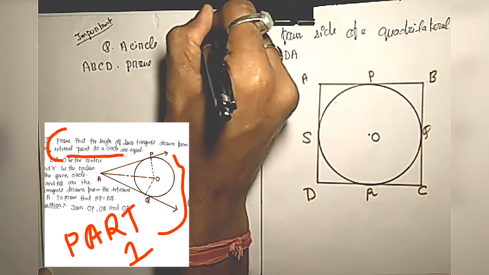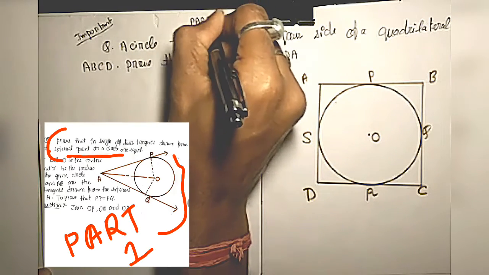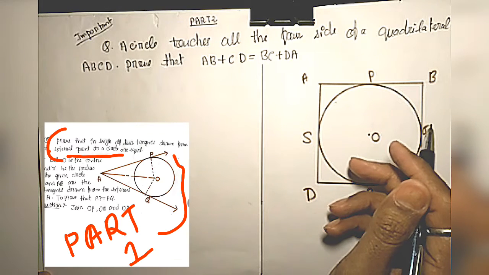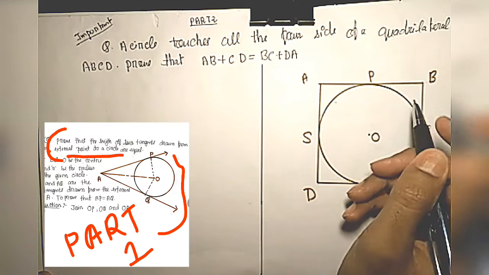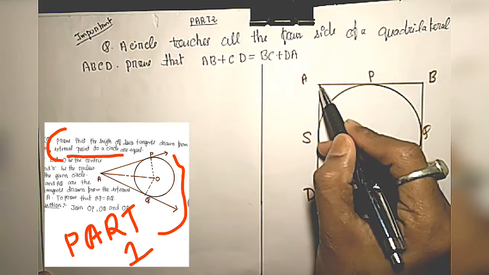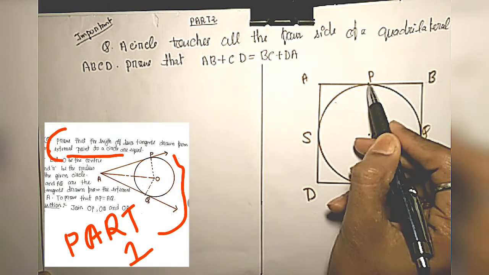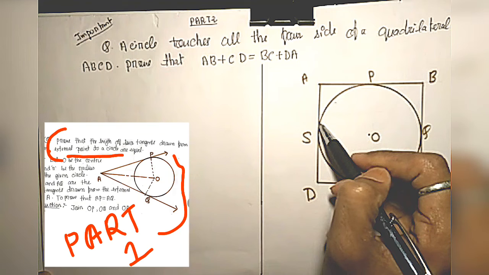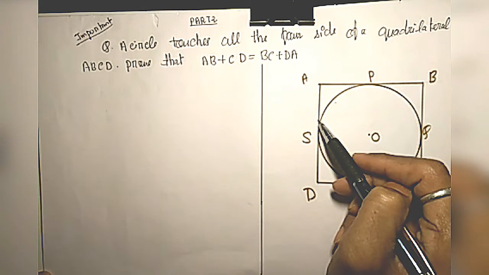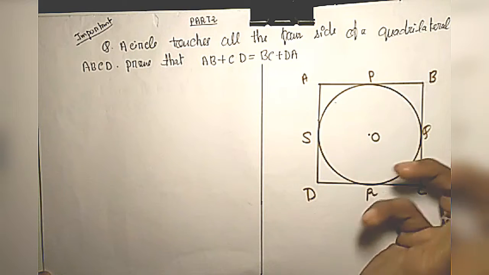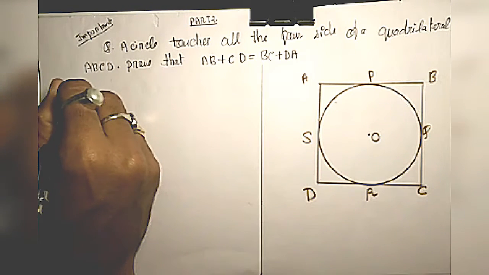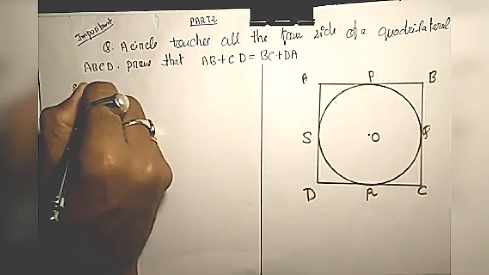So this is part 2. In part 1 we have already discussed that tangents drawn from an external point to a circle are equal in length. So you can see the image. AP and AS are the tangents drawn from the external point A, so they should be equal in length. So let's move to the solution.